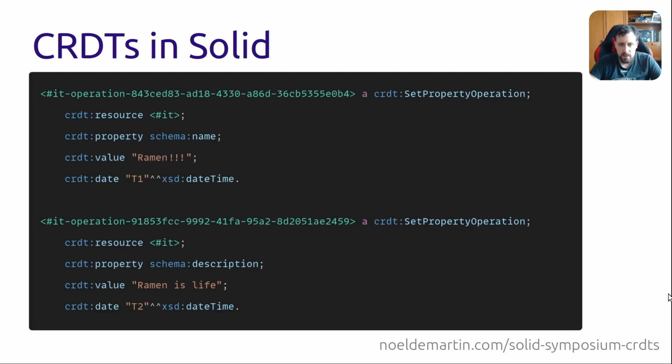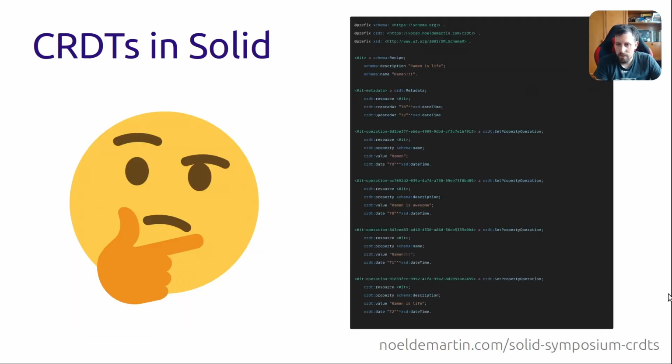And here we have an example of the operations we created in our example of modifying the name and the description. So when you look at all of this, you may be thinking that this is not so simple after all.